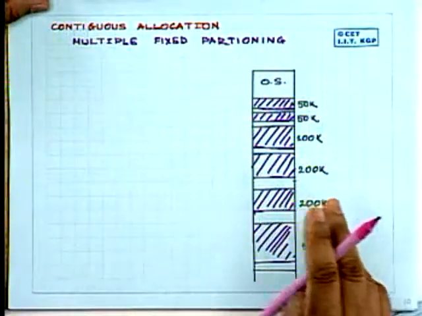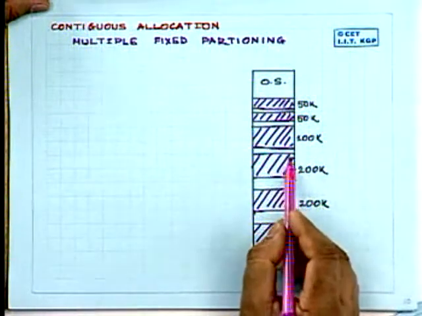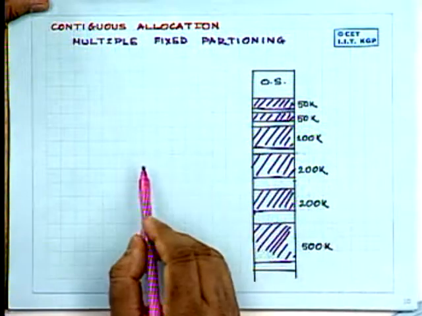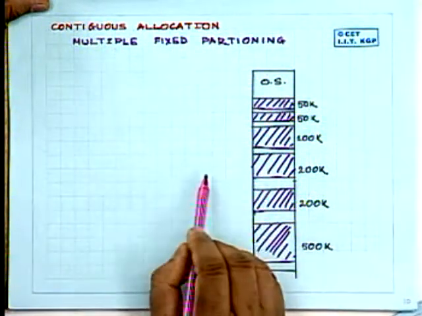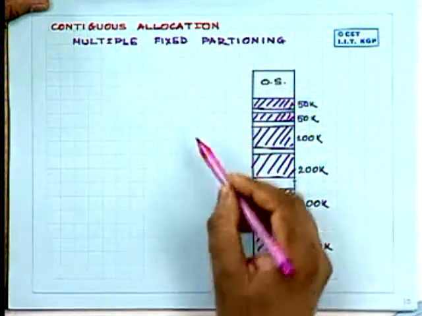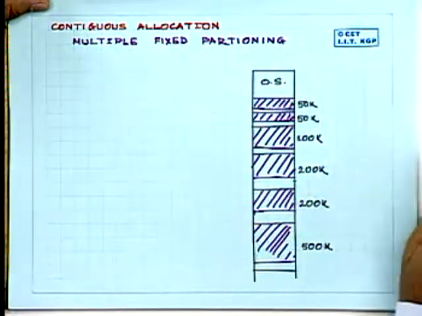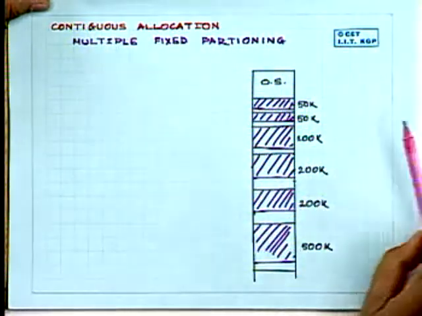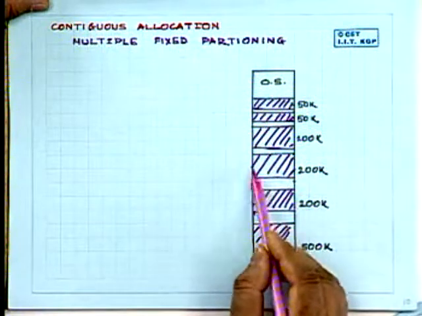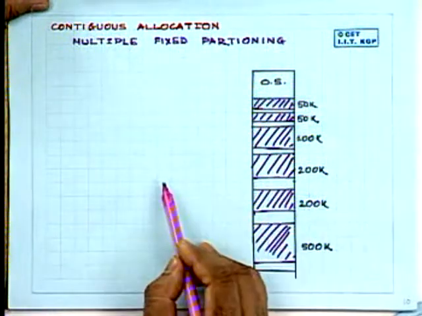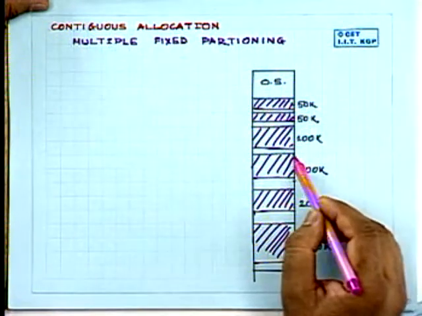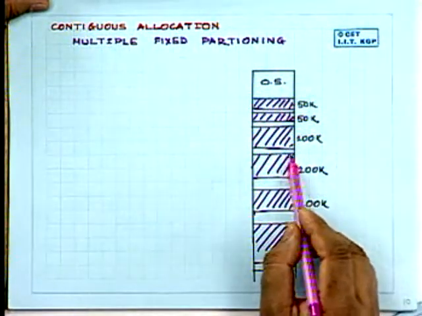Now, sometimes naturally one of these processes will finish its execution. In that case, another process should be brought into this partition. Its corresponding relocation and limit values are to be kept in the table. This way, as the process is completed, it is withdrawn, the memory space is declared free, and another process is brought into this particular memory space, which is big enough to fit it.